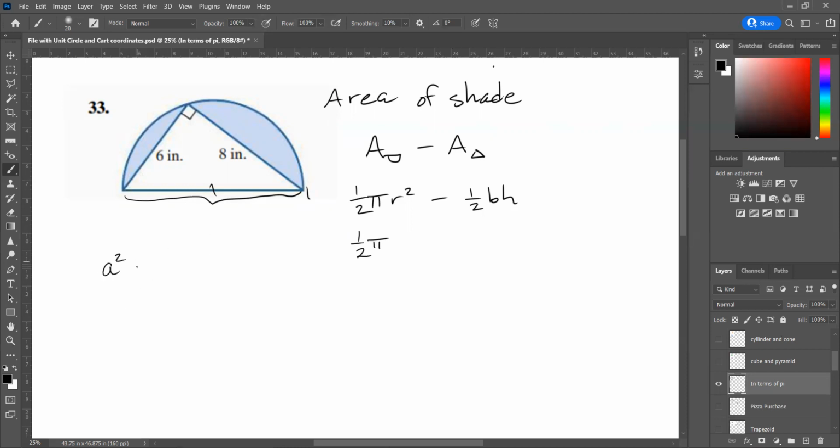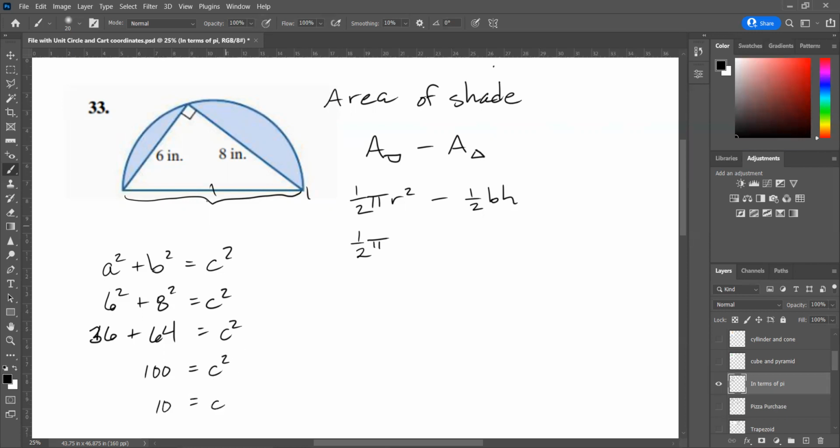So maybe a squared plus b squared equals c squared again. So 6 squared plus 8 squared equals c squared. Remember, c has to be the hypotenuse. I've got 36 plus 64 is c squared. That's 100. Take the square root of both sides. And the whole length is 10. So that means my radius is 5.